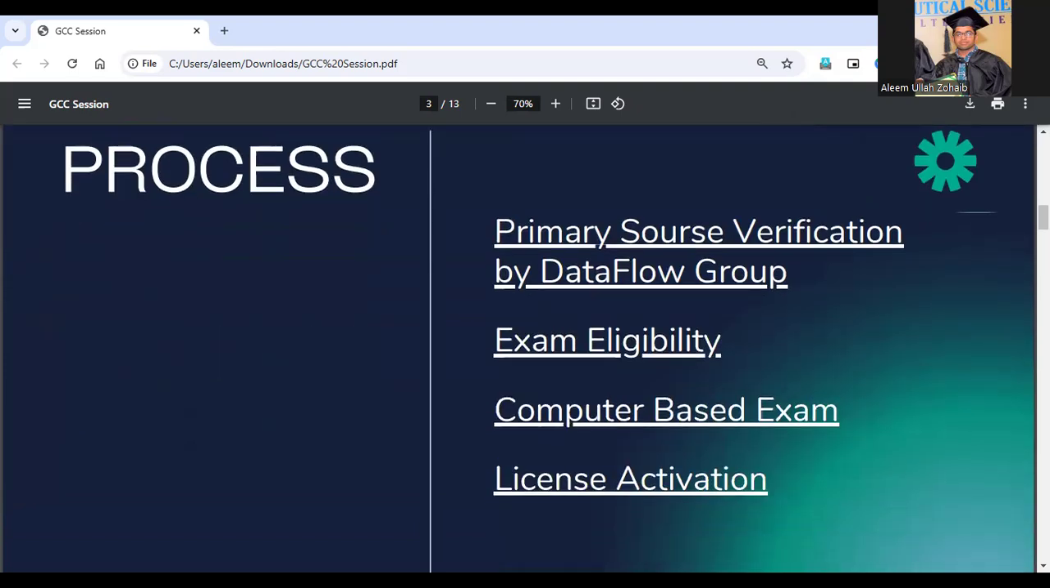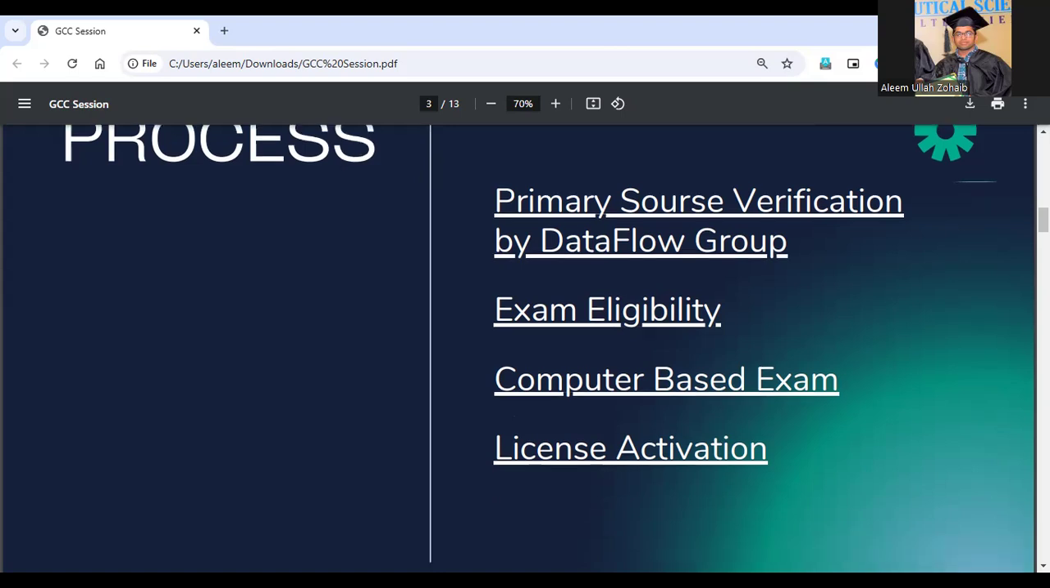The common process is primary source verification by DataFlow Group, eligibility, and a computer based exam. After the exam, you get the job and activate the license. Every country, every health authority has a different process, but the common things are the primary source verification and the exam.